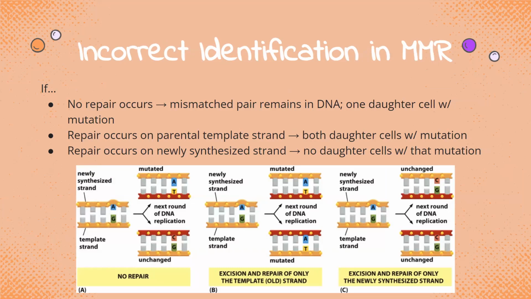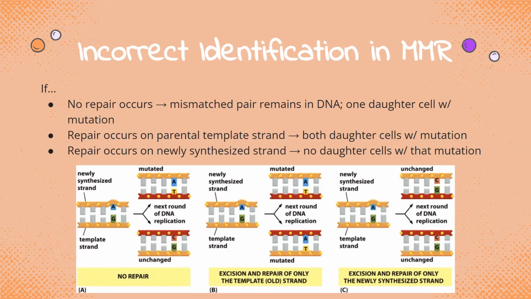If repair occurs on the parental strand, you'll have both daughters with the mutation because you're taking out the wrong nucleotide. You're taking out the original nucleotide and keeping the mutated one in. And if repair occurs on the newly synthesized strand, then you're going to have the MMR process occur properly.